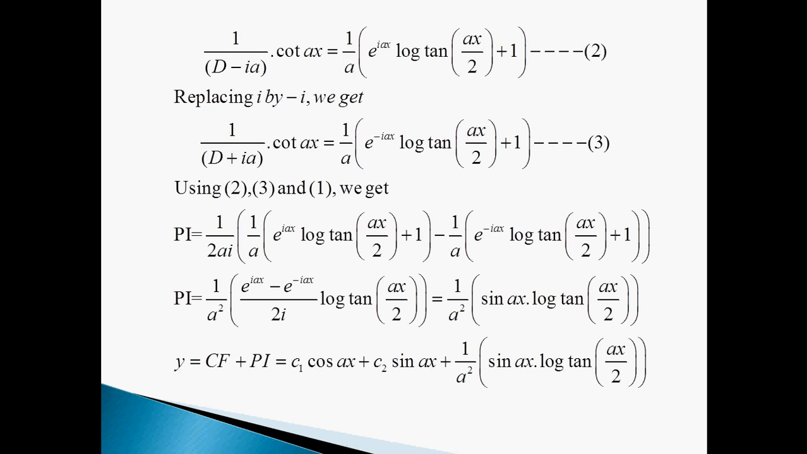Now using the second, third and first, we get the particular integral equal to 1 upon 2ai [1 upon a e to the power iax log tan (ax by 2) plus 1 minus 1 upon a e to the power minus iax log tan (ax by 2) plus 1]. The 1 is cancelled from 1 and we take the log tan (ax by 2) as common. We get (e to the power iax minus e to the power minus iax) upon 2i, which is equal to sin ax. So our required particular integral is equal to 1 upon a square sin ax into log tan (ax by 2).